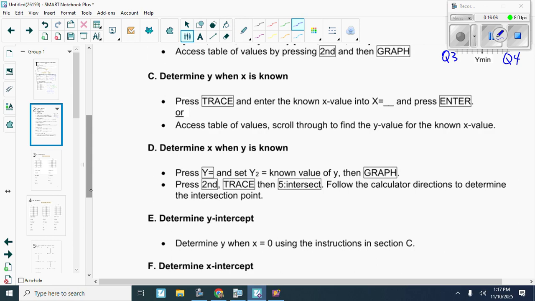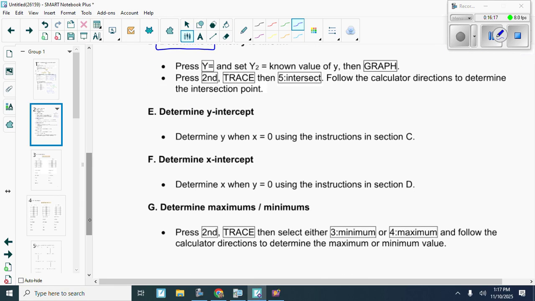We'll come back to these when we have an actual example, but it will help us when we're trying to determine y and determine x. We have to remember what our y-intercepts and our x-intercepts are. Also, we're going to be looking at minimums and maximums when we get to our degree 2 and degree 3, our quadratics and our cubics. We'll be coming back to this.